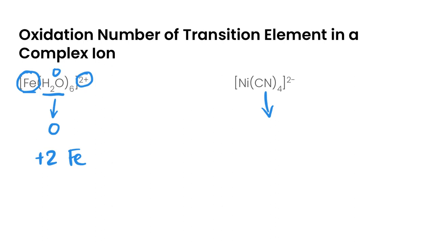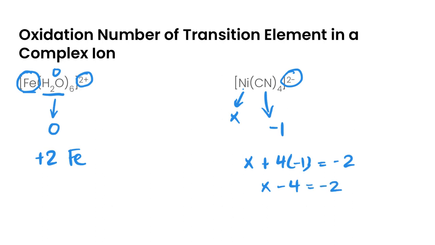CN, we need to recognize that it has a -1 charge. Now, because overall we have a negative 2 charge, if we call our nickel X, then we have X plus 4 times negative 1 is equal to negative 2. Or X minus 4 is equal to negative 2. So X would need to be a plus 2. Or we would say that the oxidation number for nickel is plus 2 in this complex. So it's fairly simple to come up with the oxidation numbers if you know the charges on the ligands.